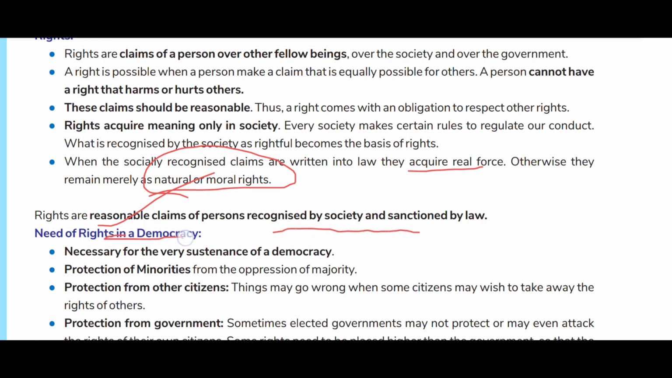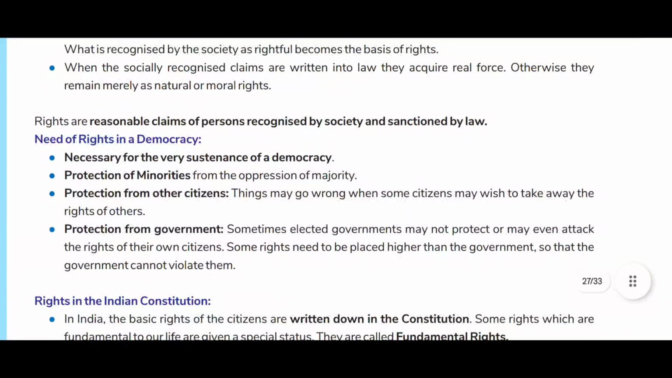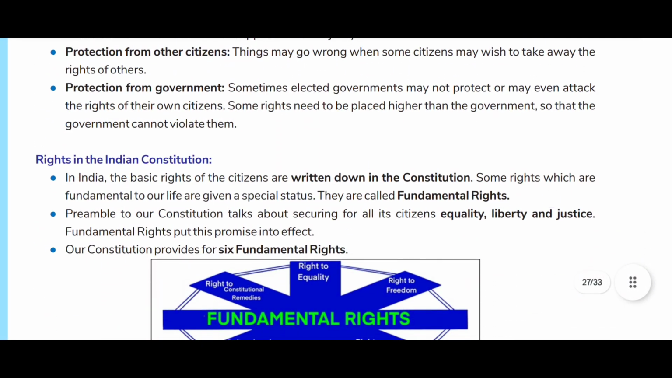Need of rights in a democracy. Rights are necessary for the very sustenance of a democracy, for protection of minorities from the oppression of the majority, and protection from other citizens. Things may go wrong when some citizens may wish to take away the rights of others. Protection from government: sometimes elected governments may not protect or may even attack the rights of their own citizens. Some rights need to be placed higher than the government so that the government cannot violate them.